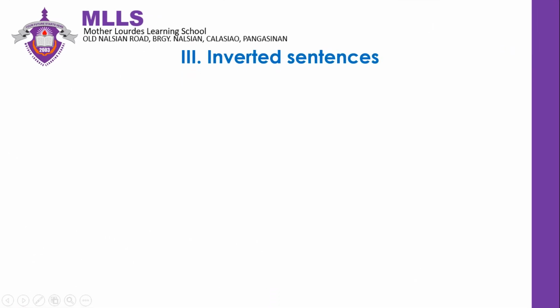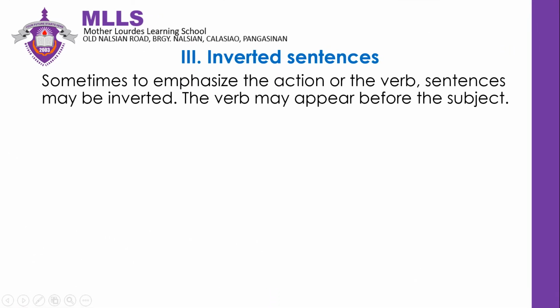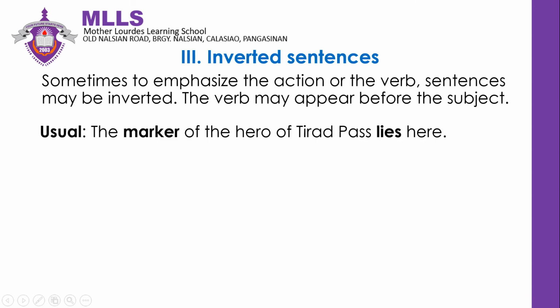Inverted sentences. Sometimes, to emphasize the action or the verb, sentences may be inverted. The verb may appear before the subject. Examples: usual word order of a sentence. The marker of the hero of Tirad Pass lies here. Marker as the subject and lies as the verb. The subject appears before the verb. This is the usual word order of a sentence.